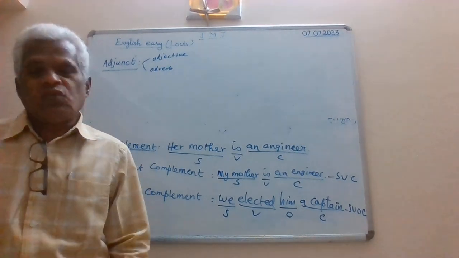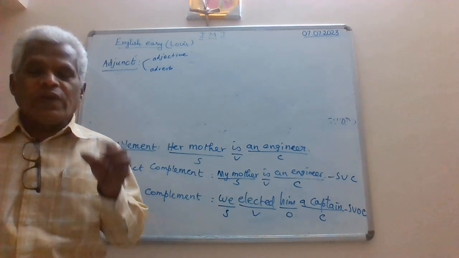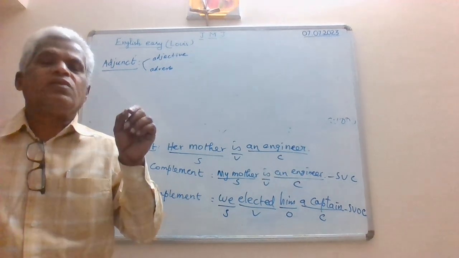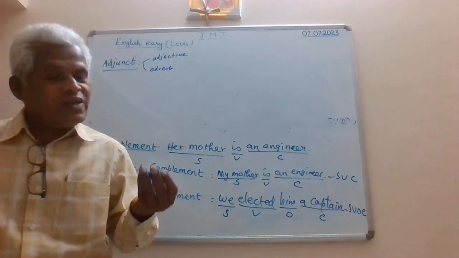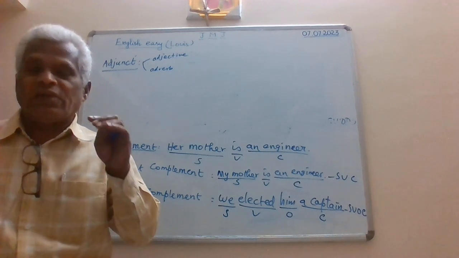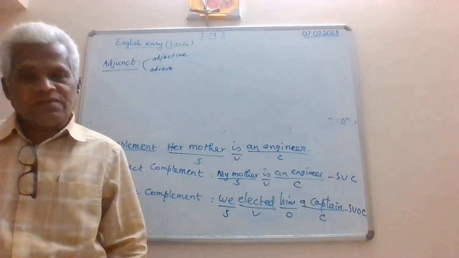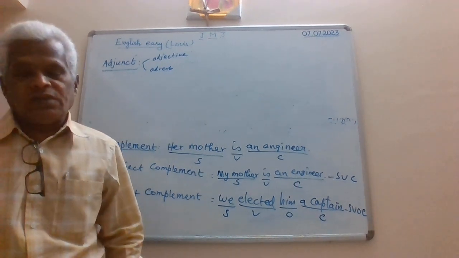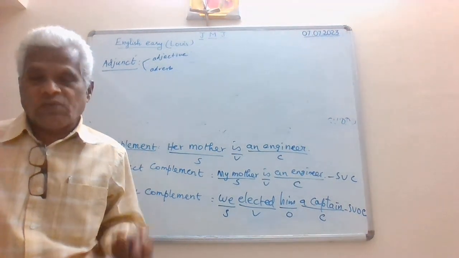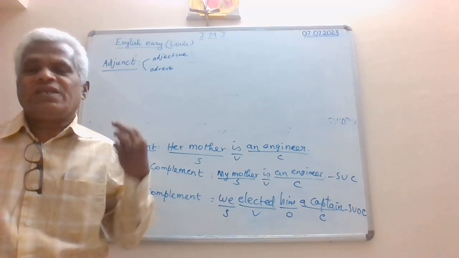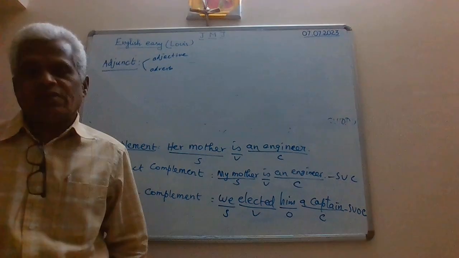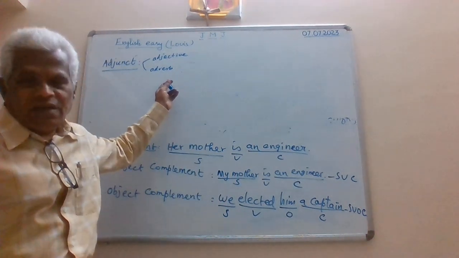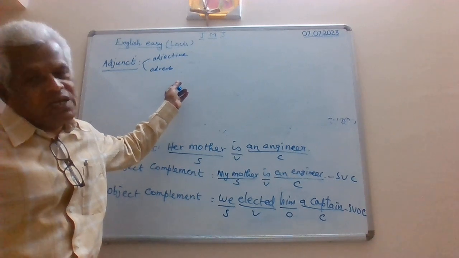Adjunct also will tell you when did the action take place. So when did the subject do this action, or when will the subject do this action, depending upon the verb and the tense. We call that an adjunct here. It will refer to time, it will refer to method, it will refer to place, and also it will refer to reason.